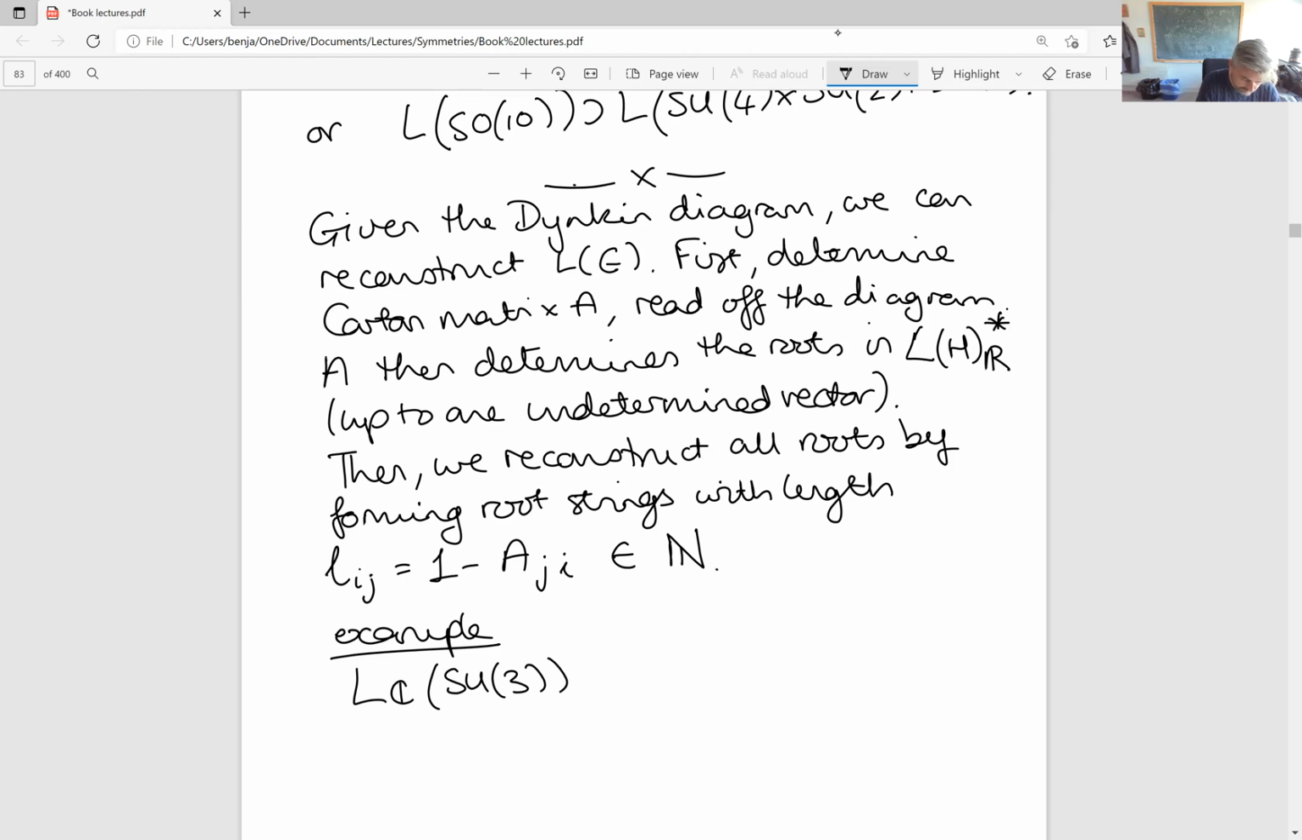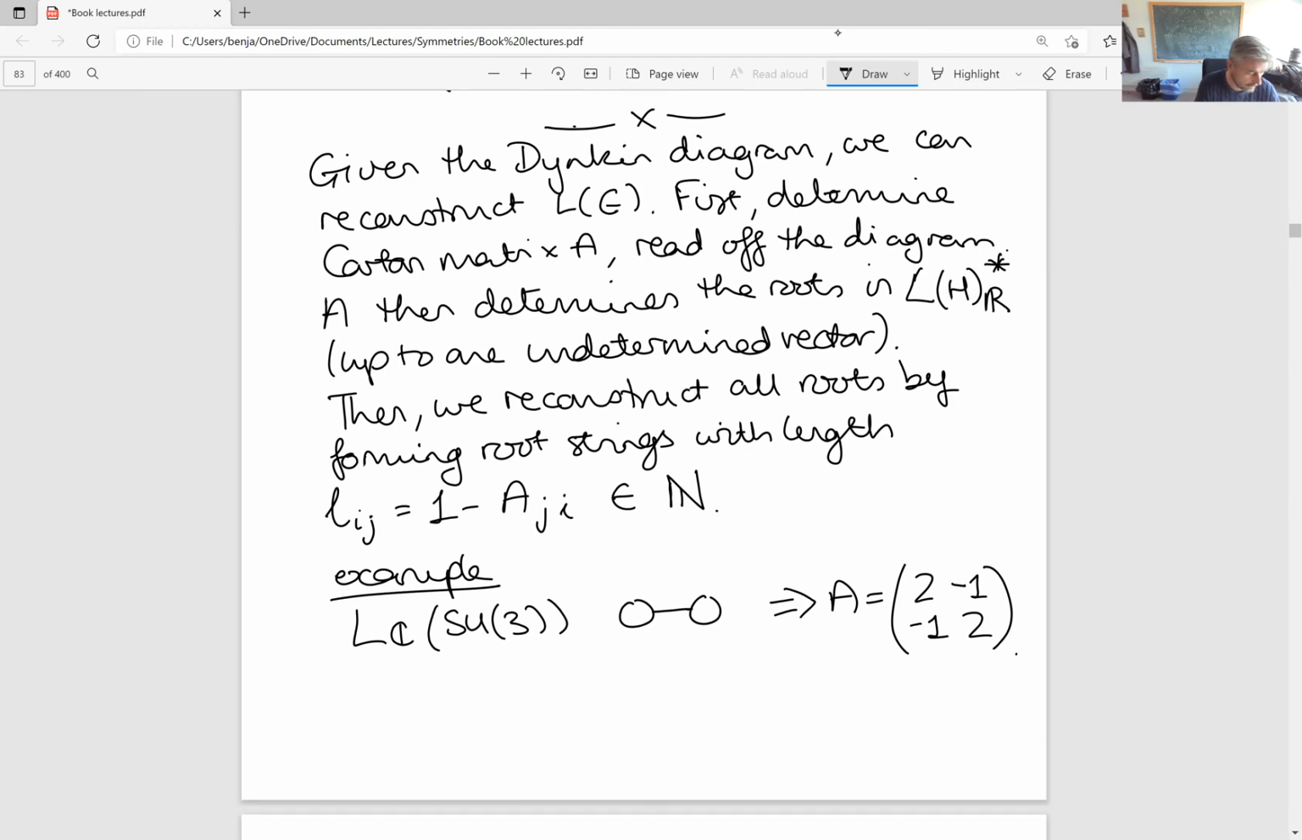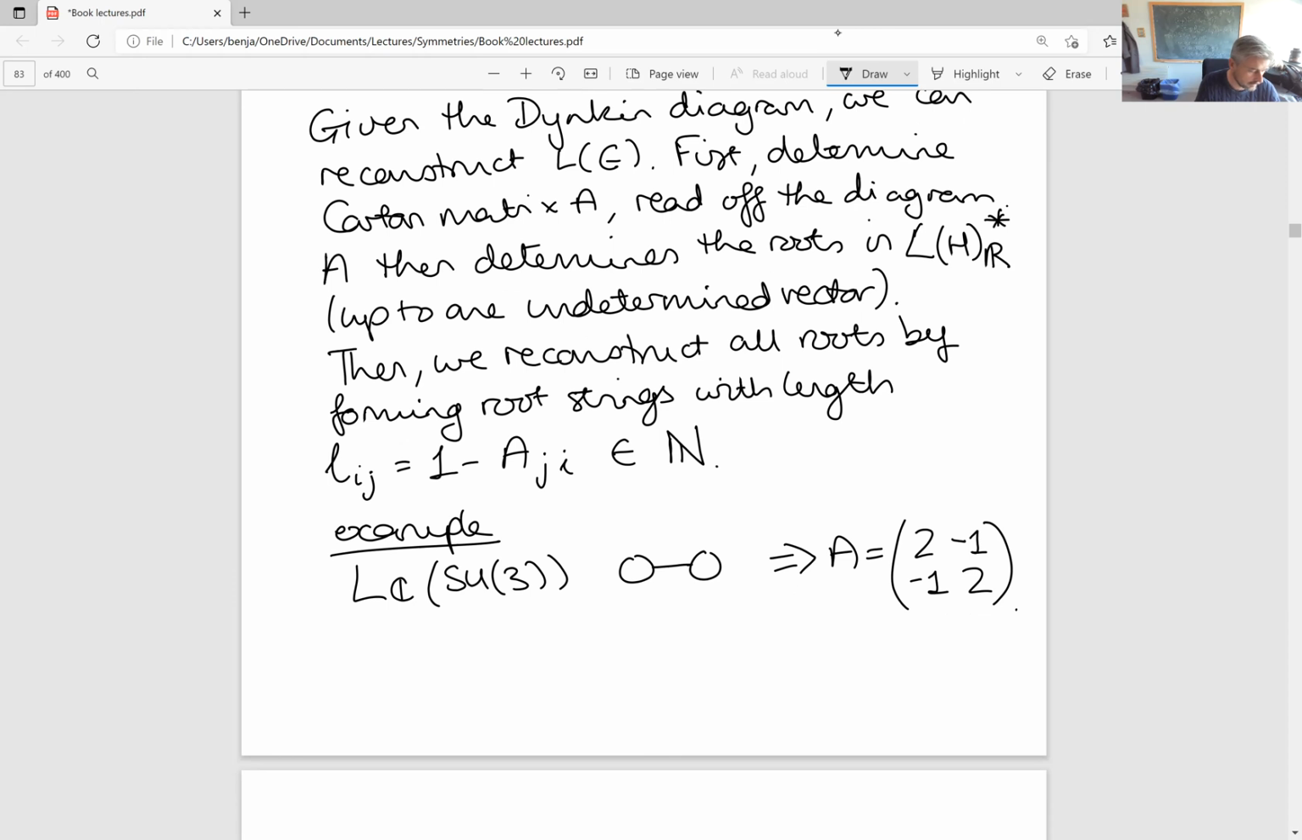So of course, our Dynkin diagram is just two nodes with a line between them. Because we have two nodes, we have a 2 by 2 Cartan matrix. There are twos always down the diagonal, and this one line means there's a -1 on each off diagonal. So we call the simple roots alpha and beta here. There's only two of them.